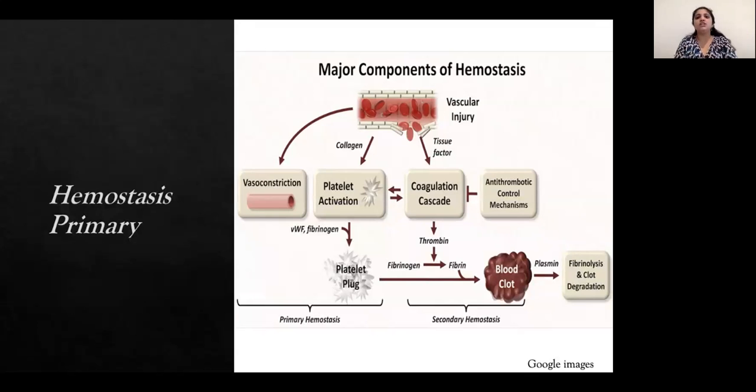So, talking about the basic mechanisms of hemostasis, it can be divided into primary and secondary hemostasis. The primary hemostasis is basically plugging the area from where the bleeding is happening. So you have your platelets, which form a nice platelet plug in combination with fibrinogen and von Willebrand factor. And once that is made, more fibrin comes and makes that clot stronger.